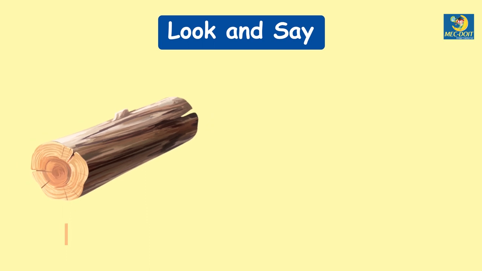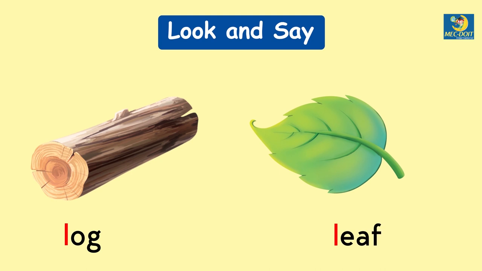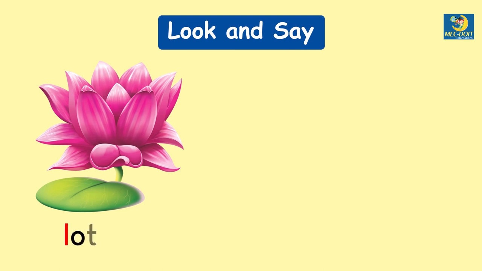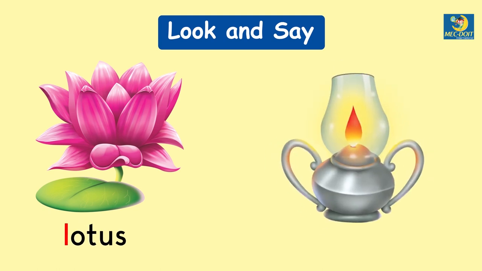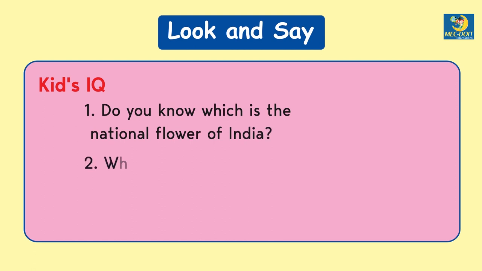Look and say. Log. L O G. Log. Leaf. L E A F. Leaf. Lotus. L O T U S. Lotus. Lamp. L A M P. Lamp. Kids IQ. Question 1. Do you know which is the national flower of India? Question 2. Which is your favorite flower?